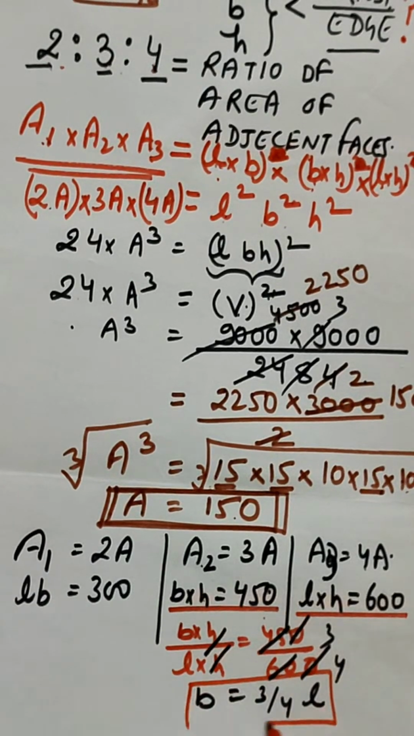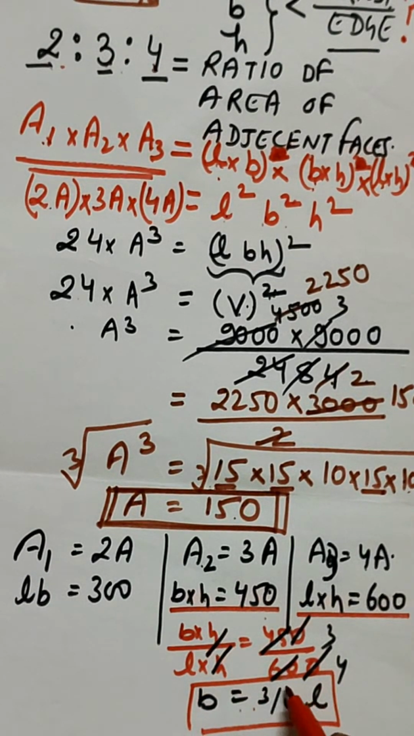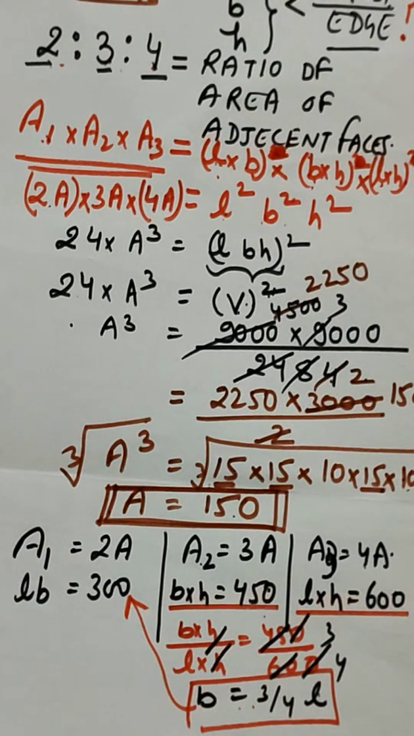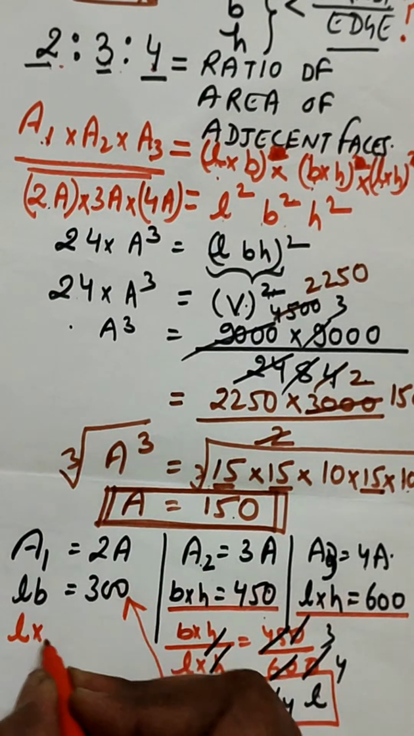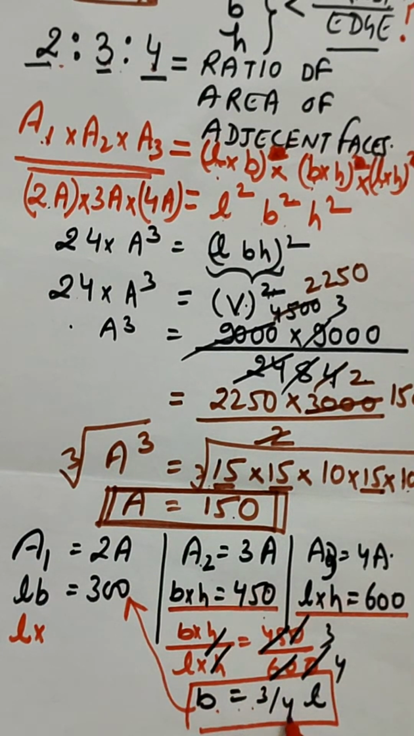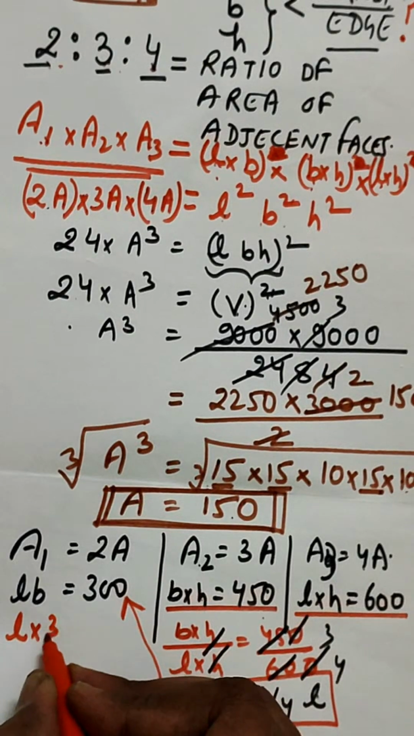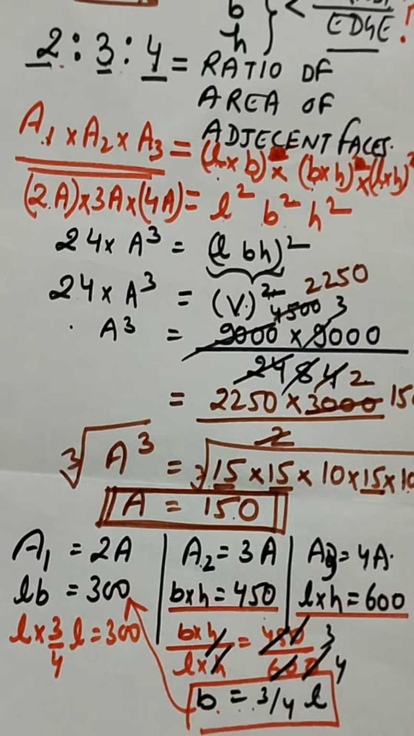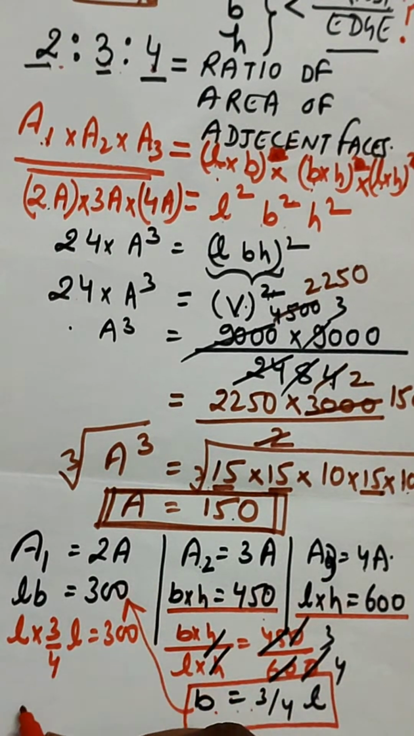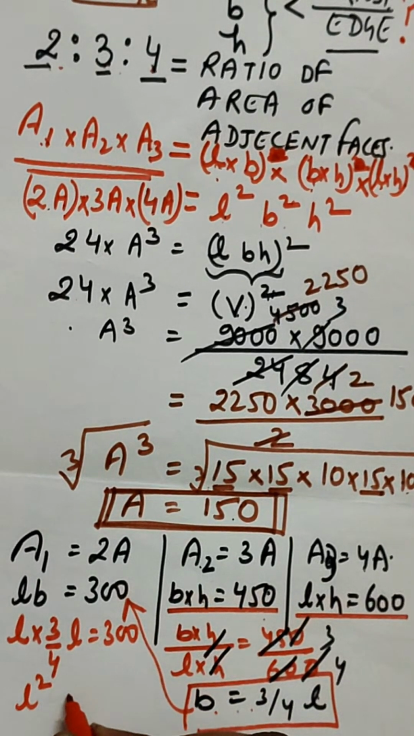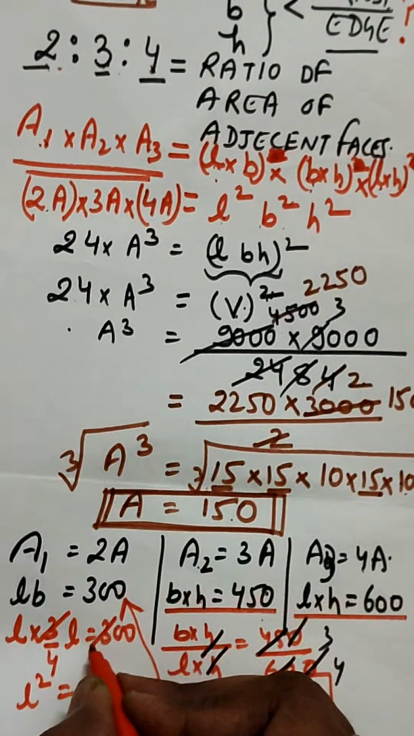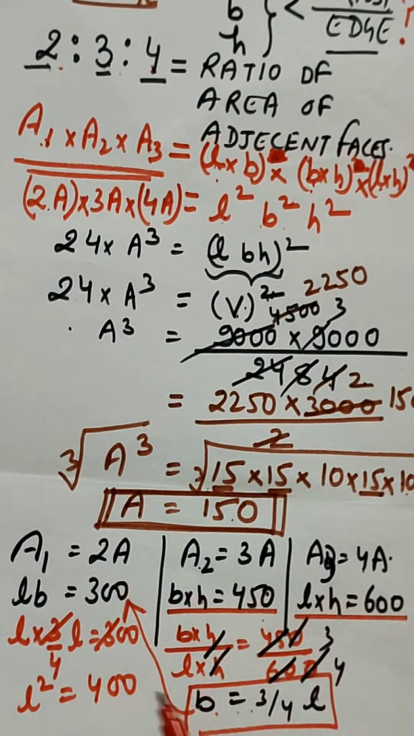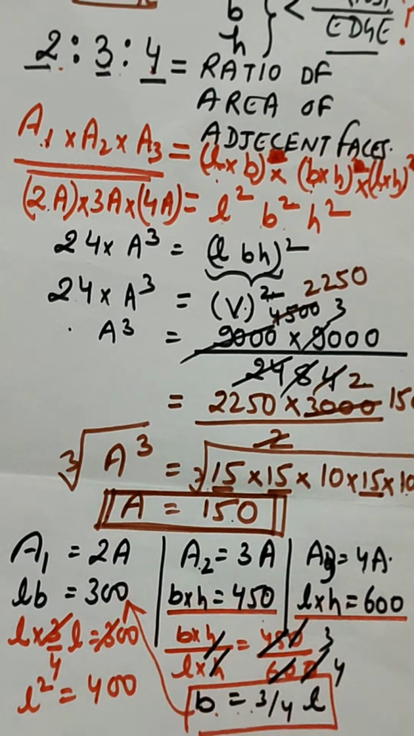So just put the value of B, that is 3 by 4 times L, over here, right? Then you get L into 3 by 4 times L is equal to 300, right? This will give you L square, and 3 will be cancelled out. This will be coming as 400 because this 4 will be going to the numerator of RHS.